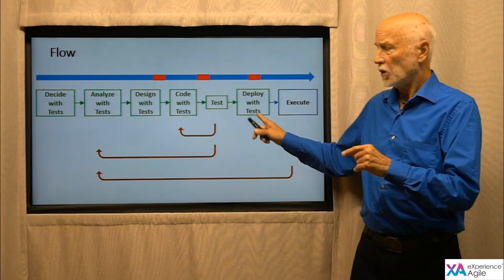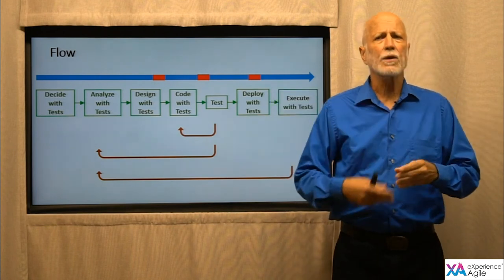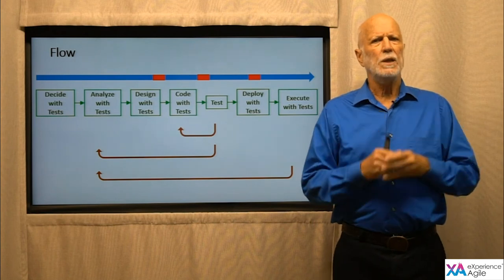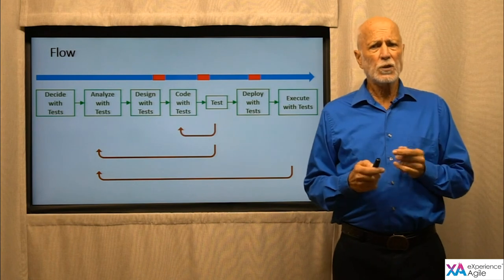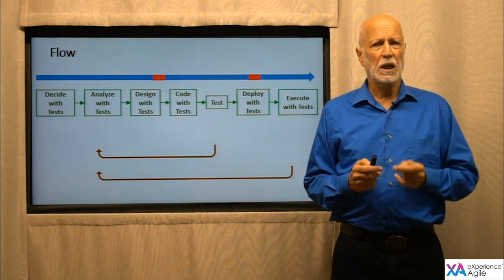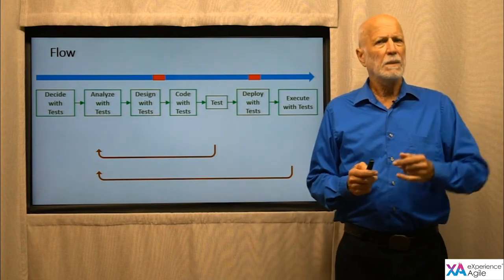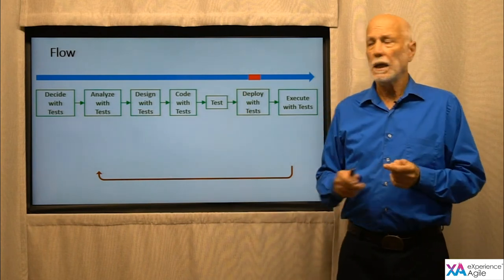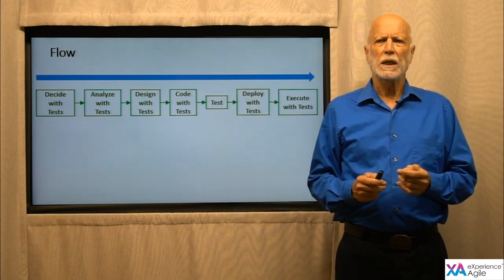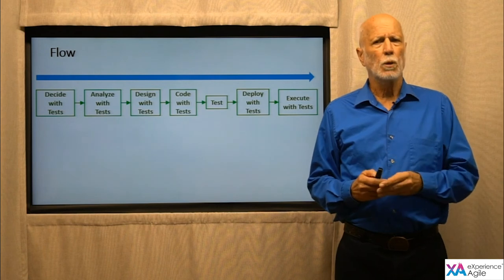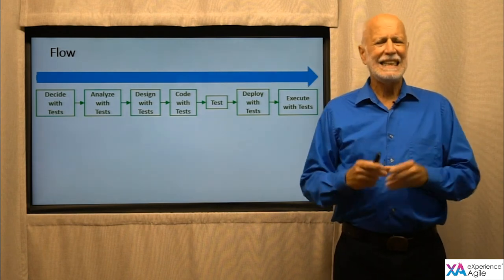We'll deploy with those tests. And finally, we'll execute with the test, i.e. gathering the telemetry to see whether a hypothesis passes or not. Well, with all these tests, what's happened? We start to eliminate those loopbacks and get rid of that delay. We eliminate the loopbacks from test back to analyze, getting rid of more delay. And production back to analyze, and still more delay. So your flow becomes this into this.